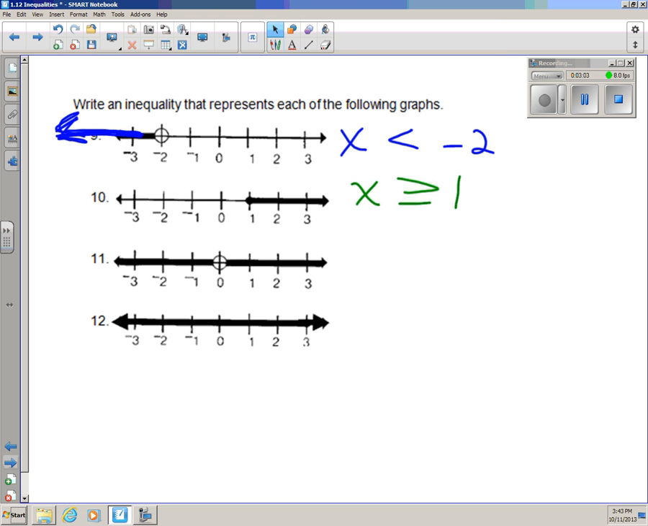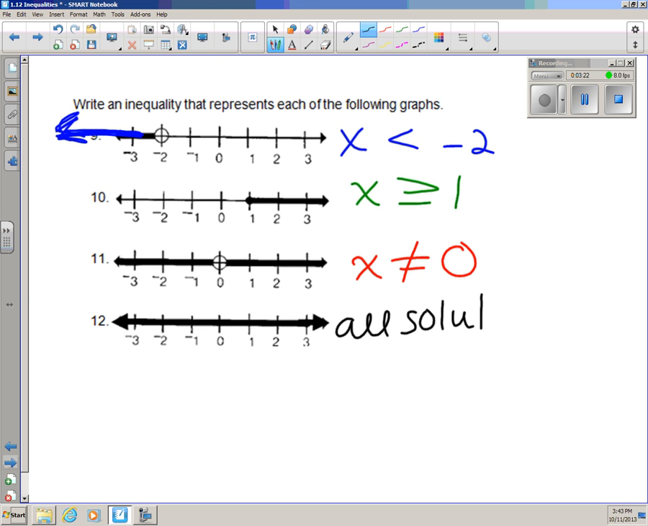On number 11, everything is shaded in but the 0. So x can be anything on this number line, but it cannot be equal to 0. And then number 12, the entire number line is shaded. So basically all solutions make sense here, and in this case x is a real number. x equals the reals.